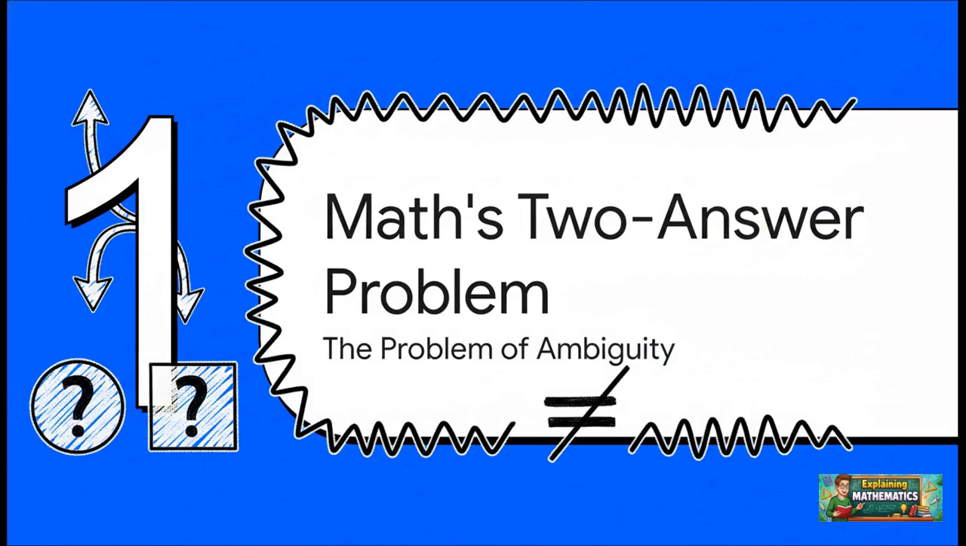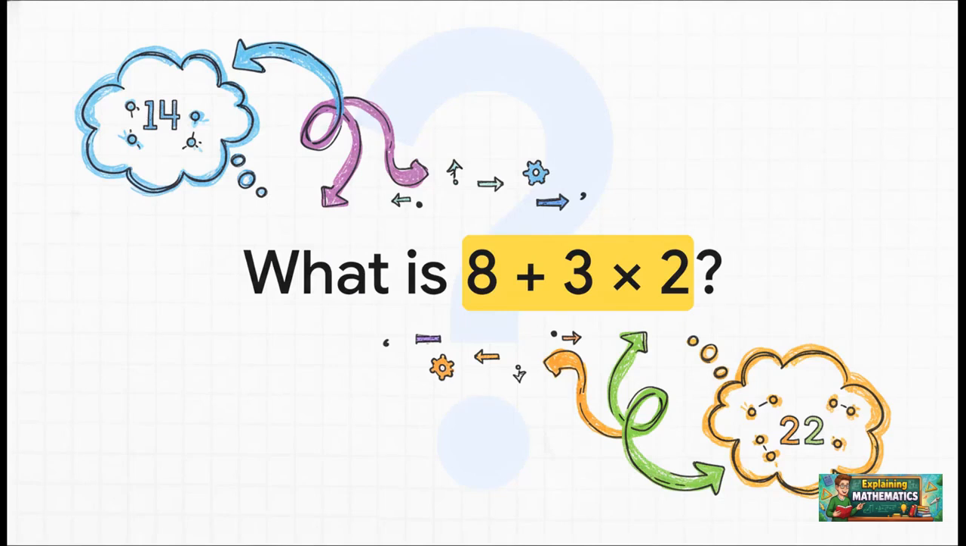We think of math as this super precise thing, right? One question, one answer. But what if that wasn't true? What happens when a single, simple-looking problem could give you two totally different results? So take a look at this. 8 plus 3 times 2. Seems pretty straightforward, doesn't it? But, believe it or not, depending on how you tackle this, you can end up in two very different places.